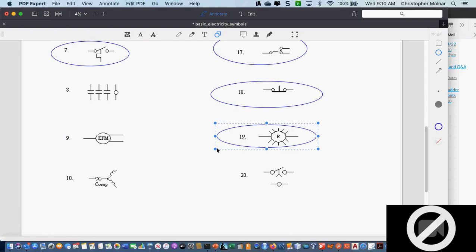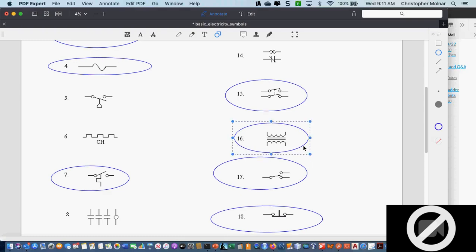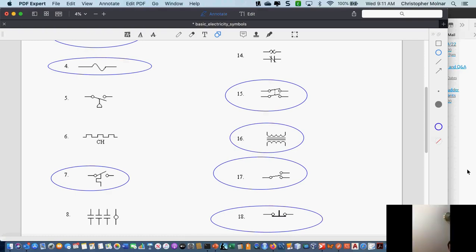What about number 19? Isn't that one just a red indicator light, it looks like. Yeah, it's just another indicator light. Okay. Oh, what about number 16? We talked about it a little bit, but we're going to spend a lot more time going into it. Transformer. Yep, transformer.